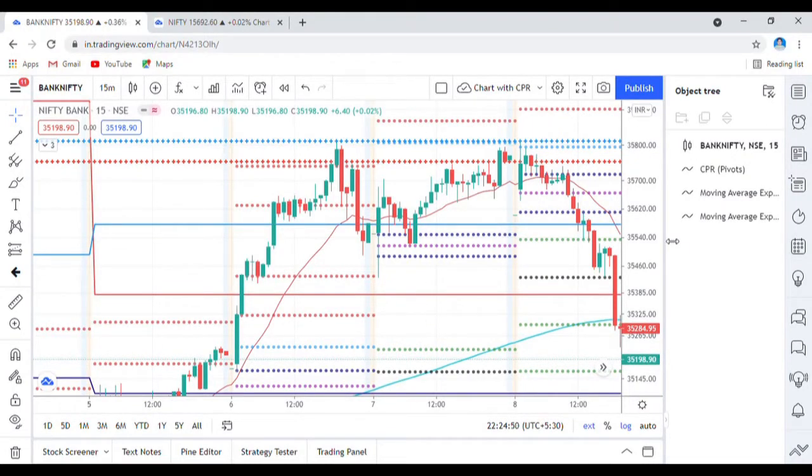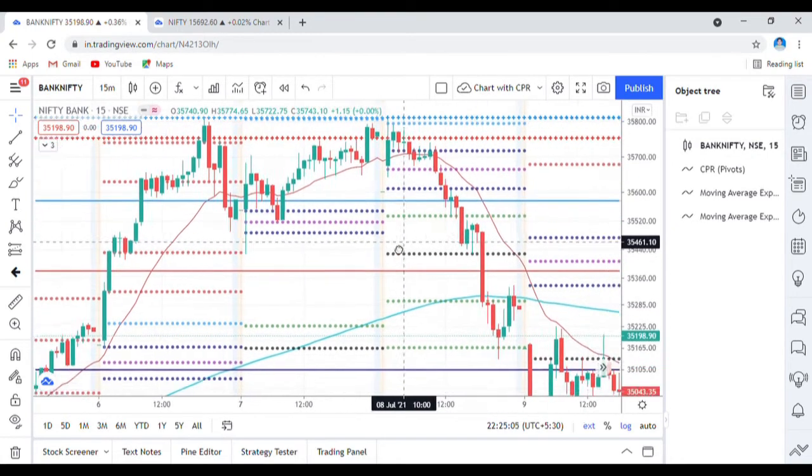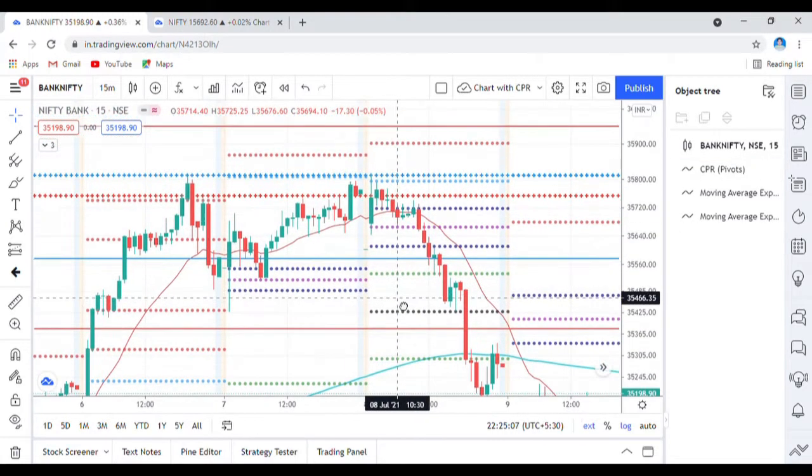Hello friends, in this short video I am going to reveal some important tips like where is the supply zone and how the gap order acts as an important support and resistance. On 8th of July, the market was trending, which means it was facing resistance near the monthly high.